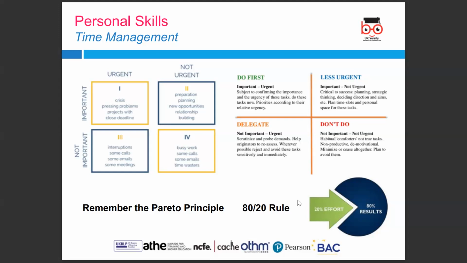Less urgent, not urgent, critical to success: planning, strategic thinking, deciding direction and aims, plan time slots and personal space for these tasks. And then delegate, not important, urgent: scrutinize and probe demands, help originators to reassess, wherever possible reject and avoid these tasks, with sensitivity and immediately. Don't do, not important, not urgent: habitual comforters, not true tasks, not productive, demotivational. Minimize or cease altogether, plan to avoid these.